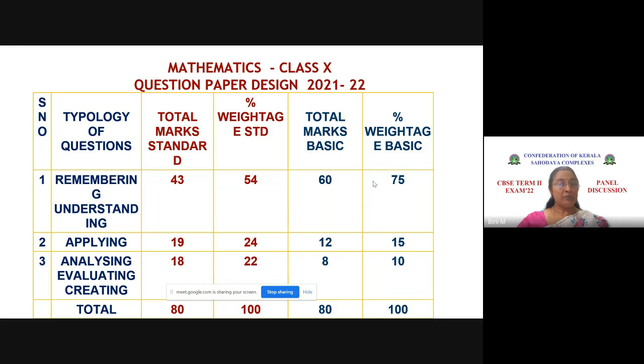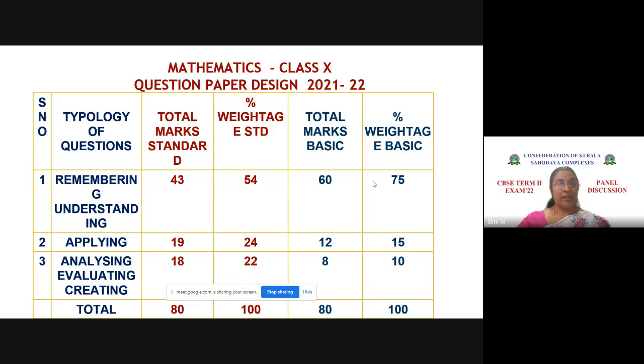First one, Bloom's Taxonomy Level 1, remembering and understanding together, 54% in standard, at the same time 75% in basic. Applying 24 and 15, and the third level, analyzing, evaluating and creating together, 22 and 10% for basic. Here itself, you can have a comparison between the percentages.